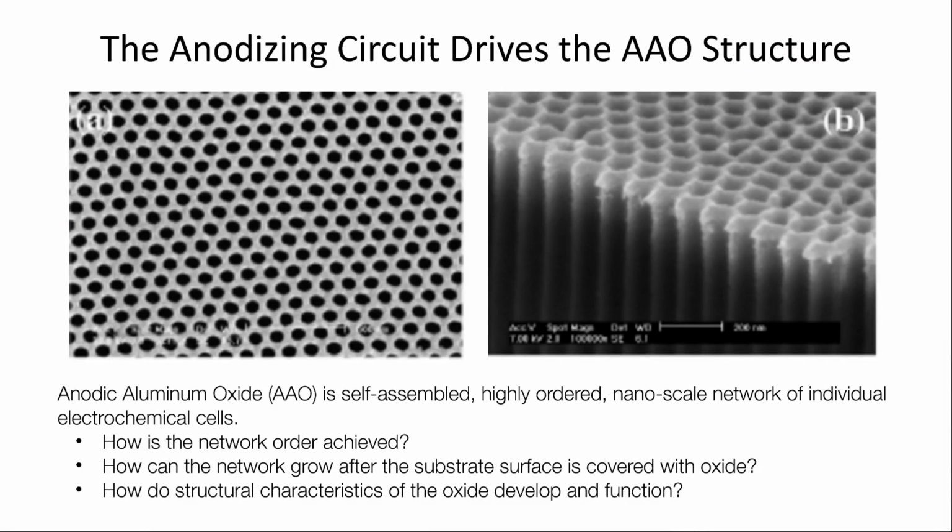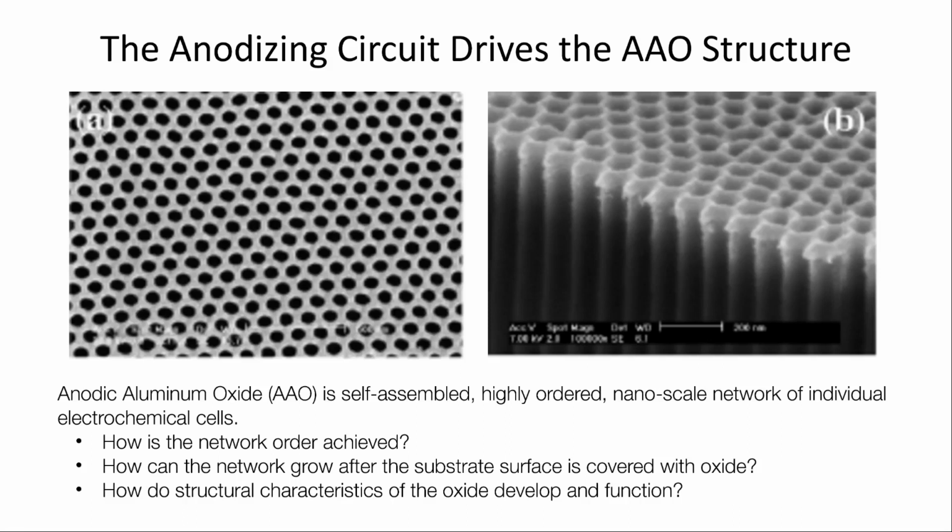So now we've seen macro applications. What does the oxide look like? And here are two images that show you a top-down and also an end-on snapshot of the oxide and its consistency in size, shape, and organization. It is a self-assembled, highly ordered nanoscale network of individual electrochemical cells. So today we're going to talk about how that network order is achieved.